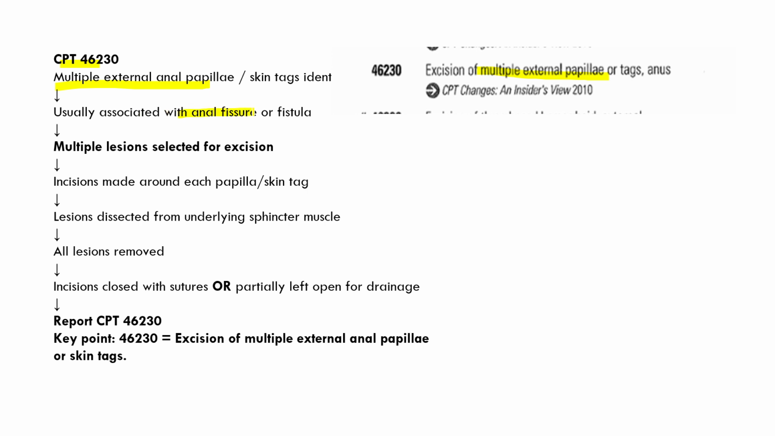So associated with anal fissure or fistula. Multiple lesions are selected for excision, and he is making an incision around each papilla or skin tag, and he is dissecting from the underlying sphincter muscle, and all the lesions are removed. Okay, and he is closing it with sutures or partially leaving it open for drainage. So you can report CPT 46230 for the excision of multiple external anal papillae or skin tags.